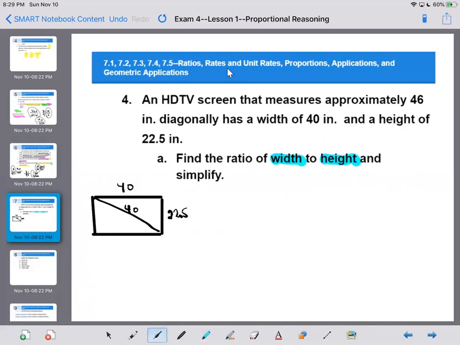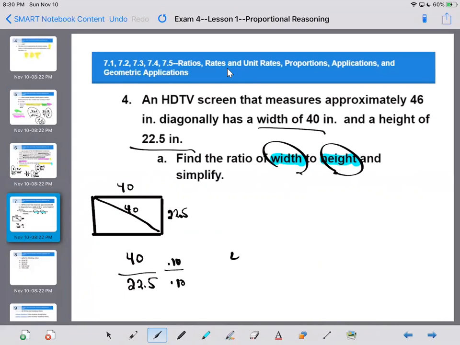So width is 40, height is 22.5. Notice what came first: width to height. So width is 40 inches, height was 22.5. What I'm going to do is multiply both numbers by 10. That's going to give me 400 divided by, well, what's 10 times bigger than 22.5 would be 225. Remember, 22.5 multiplied by 10 is going to give us 225.